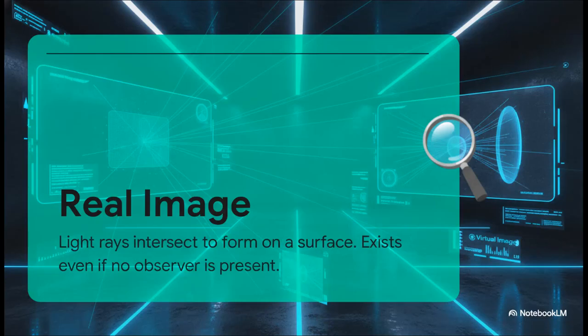Okay, before we start playing with our neon rays, we have to define the absolute cornerstone of this whole explainer. What exactly is an image? Well, an image is simply a reproduction of an object via light. Now, if the light rays actually physically intersect and can form on a surface, think of a movie projector hitting a screen, that is a real image. It's literally there, even if nobody is in the room to see it.